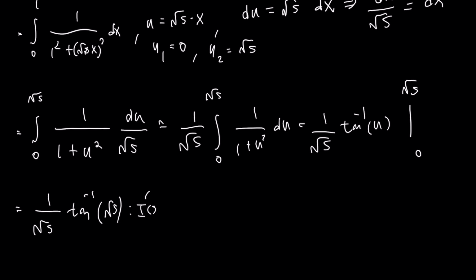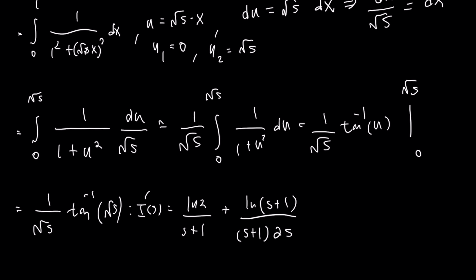So I prime of s will be the natural log of 2 divided by s plus 1, plus log of s plus 1 divided by s plus 1 times 2s, and then minus 1 over s plus 1 times 1 over the square root of s, inverse tangent of the square root of s.